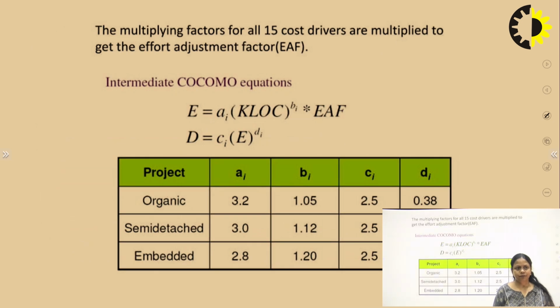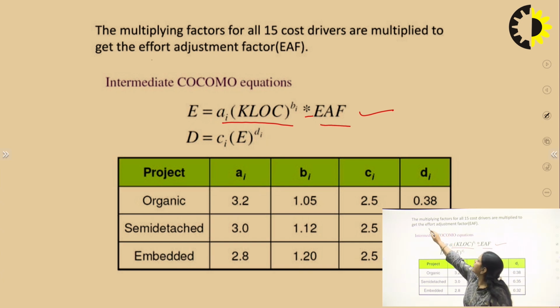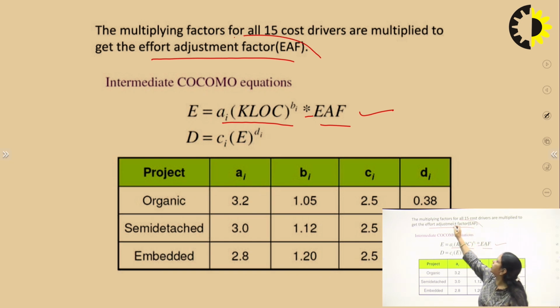Now we can see here how we can calculate effort in the intermediate COCOMO model. This is the formula for the intermediate model. The formula is almost the same. We will put here a_i, b_i, and KLOC. K is for the number of lines of code. And we will multiply with the EAF, which is the effort adjustment factor. This is a new thing which we will add in the intermediate model.